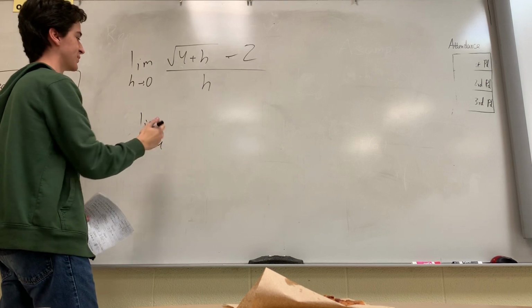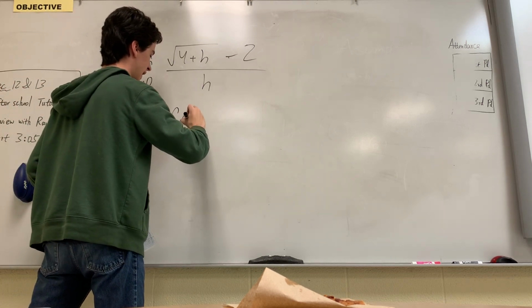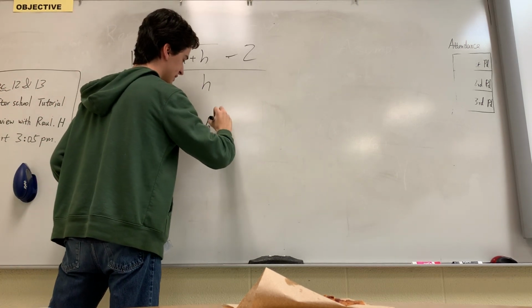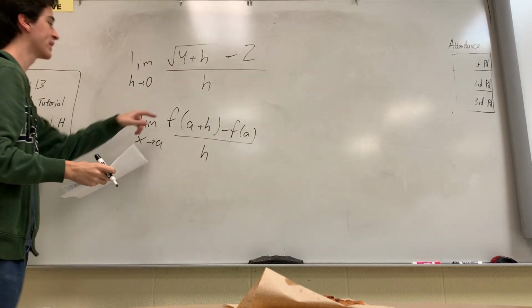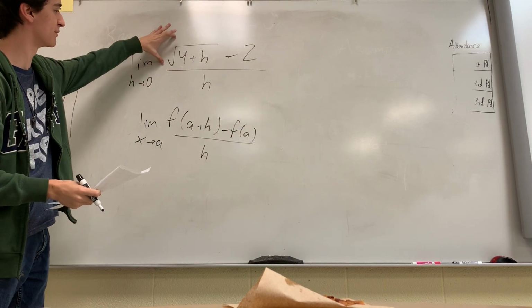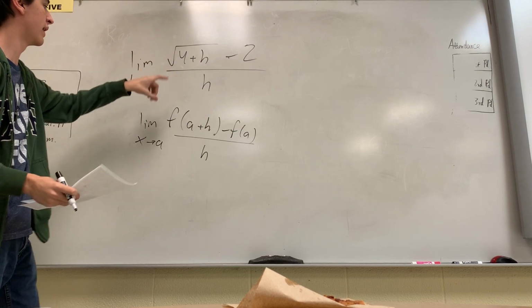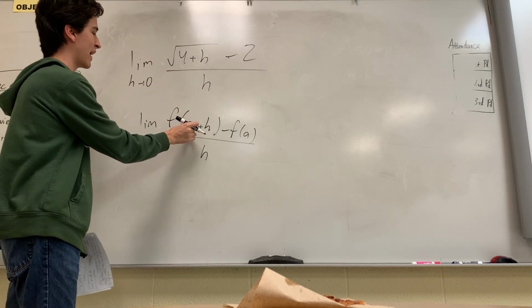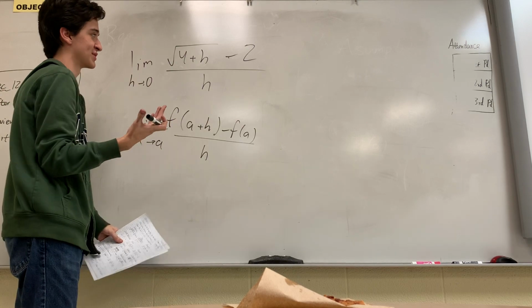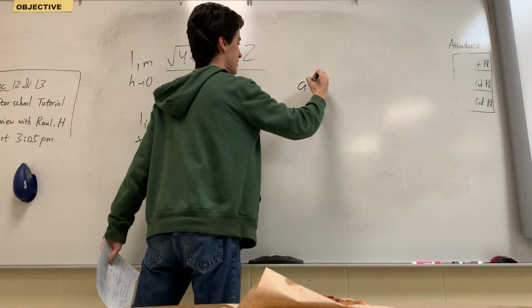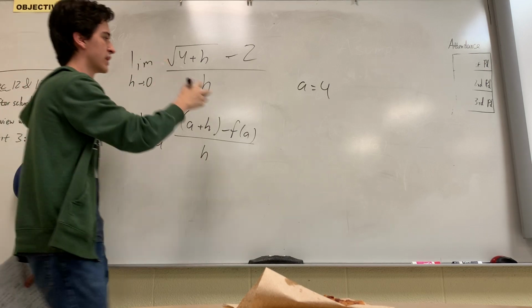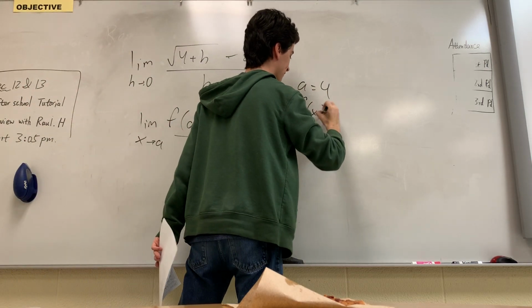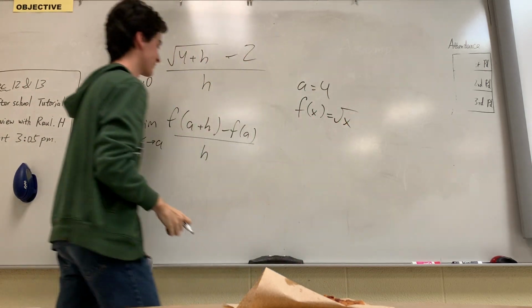So if you get the limit as h approaches 0 of f of a plus h minus f of a, divided by h, well, we can see that f is just becoming the square root over here, right? And so we can recognize that our a is going to be 4, and our h is just going to be h. So let's write that off here to the side. a is going to be 4, and f is the square root, so f of x is equal to the square root of x.